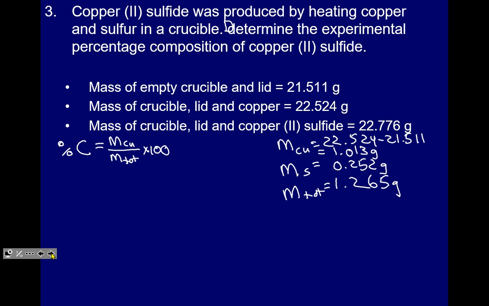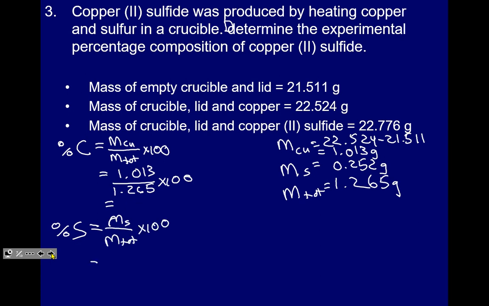All right. So now we can put our numbers in. Percentage copper is going to be 1.013 divided by 1.265 times 100. Percentage sulfur, I'll write it out as an equation, is mass of sulfur over mass total times 100, and that is 0.252 over 1.265 times 100. And I'll take numbers as they come in.